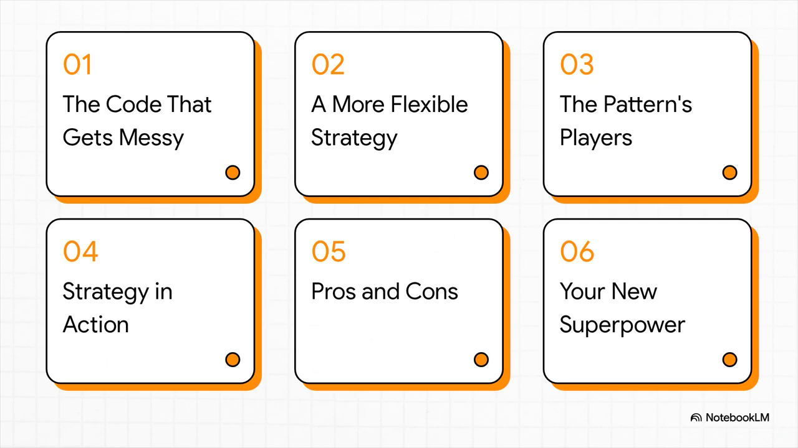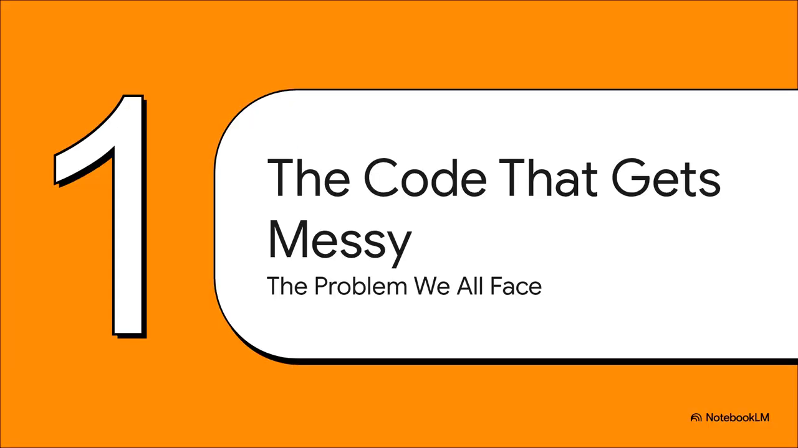Okay, so here's how we're going to do this. First, we'll look at a problem that I bet you've seen a million times. Then, we'll bring in the hero of the day, the strategy pattern. We'll see what it's made of, check it out in the wild with a real example, and talk about the good and the bad. Stick around because it all boils down to one big idea that could totally change how you write code. All right, let's dive right in.